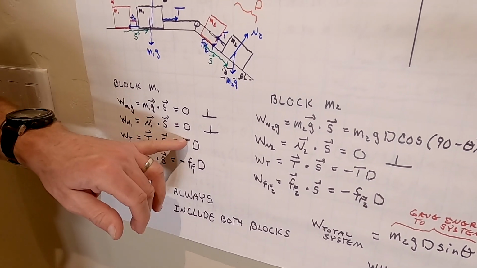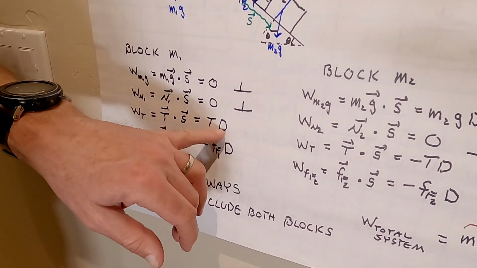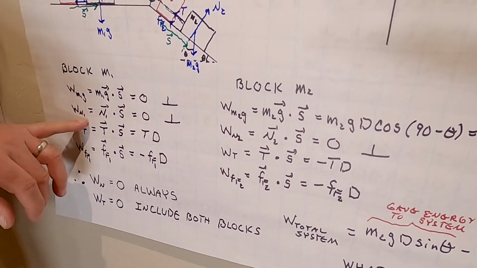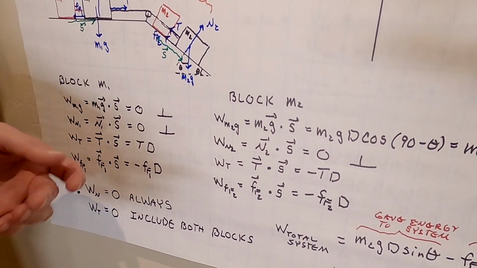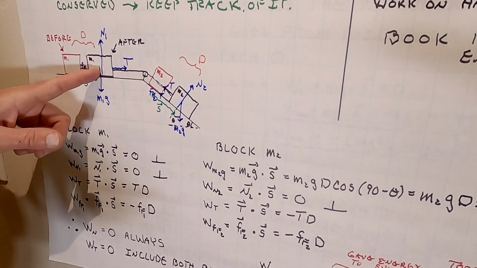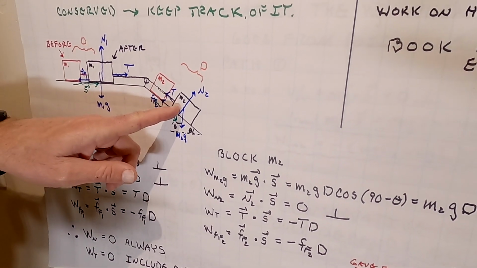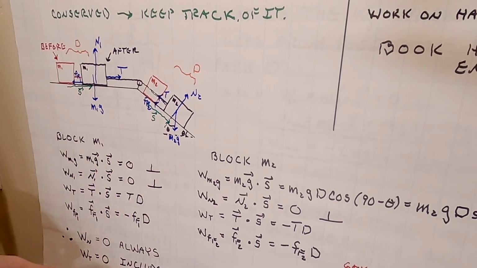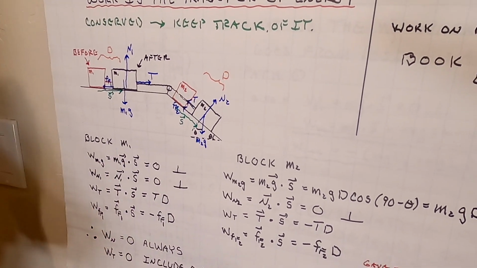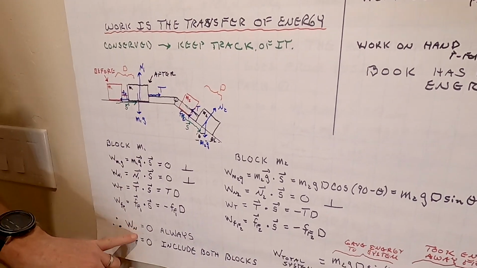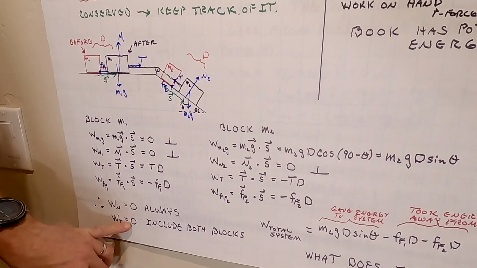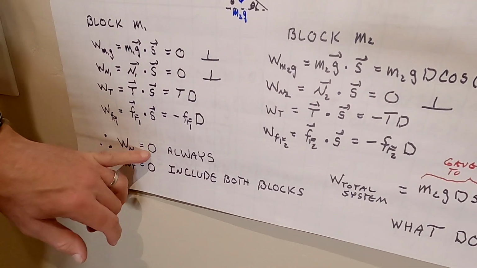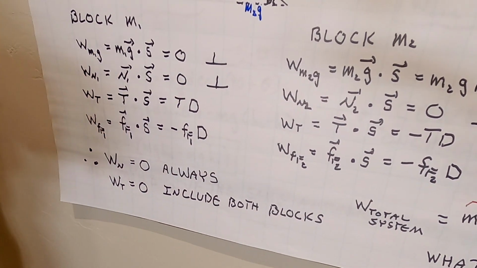The tensions: you notice this tension is TD, that one is minus TD. If we look at the entire system, they're always going to cancel. You notice this tension is helping this block move. This tension is slowing this block down. They're always going to do equal and opposite amounts. So we never even have to worry about ropes anymore, the tensions. So that makes life a lot easier. This is always going to be true as long as we look at the entire system.